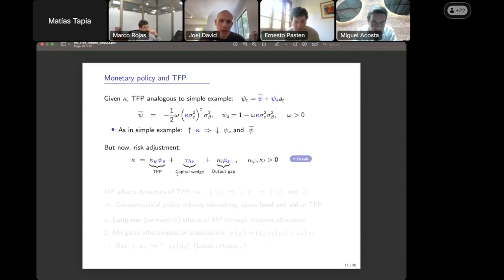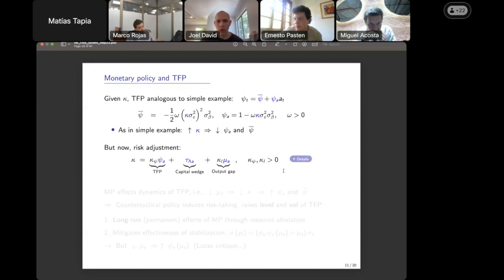Before, kappa depended on gamma and psi A. Now it also depends on psi A, but with a more complicated term that I'm not going to show you. It depends directly on the distortion, and it depends on the behavior of the output gap. So these are the three sources of aggregate risk in the economy: fluctuations in TFP, fluctuations in this capital distortion or wedge, and fluctuations in the output gap that are chosen by the central bank.